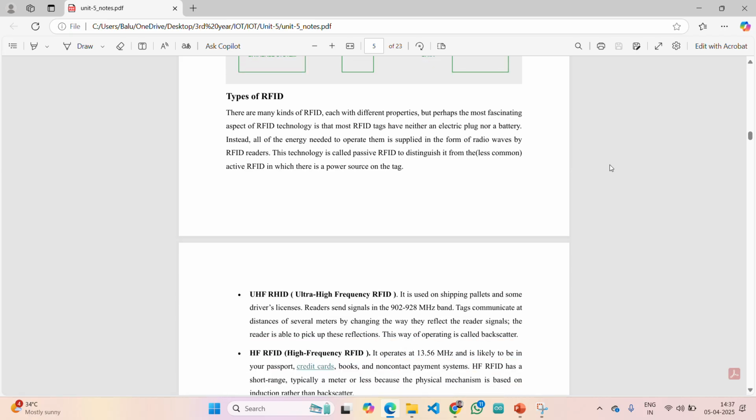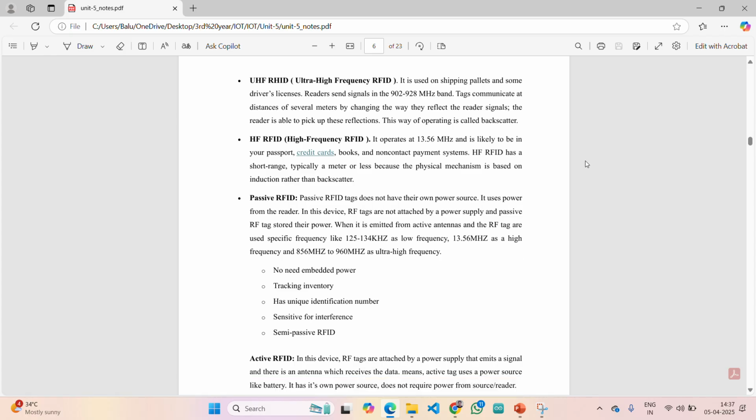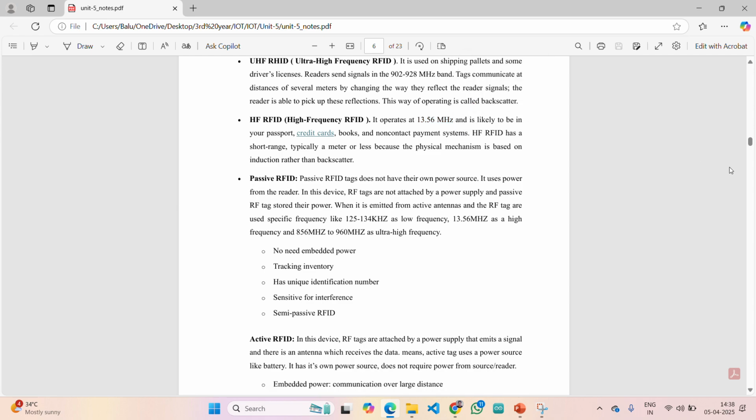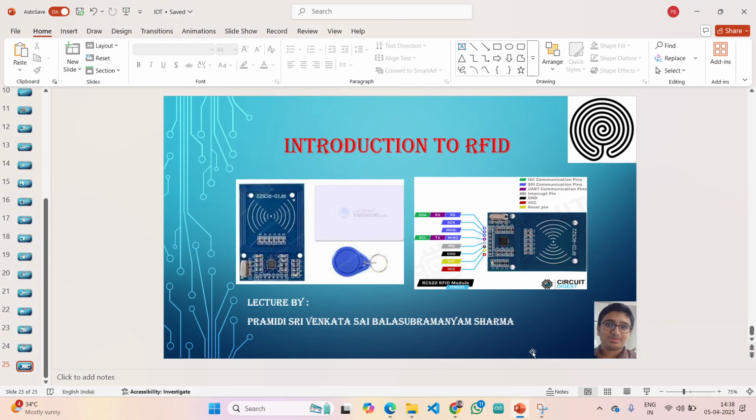Now coming to the types of RFID, initially it is classified into four types: ultra high frequency, high frequency, passive and active. Firstly, ultra high frequency operates at a frequency of 902 to 928 megahertz. Coming to high frequency RFID, it operates at a lower frequency, 13.56 megahertz. Coming to passive and active, passive RFID tags do not have their own power source. They require power from the reader. Here, reader means RFID reader.